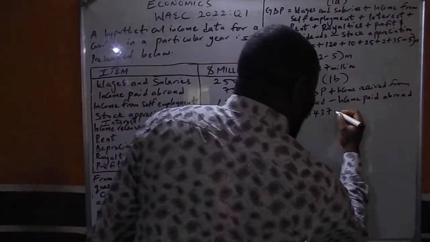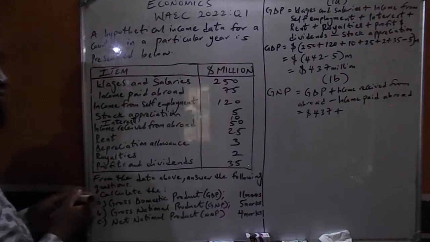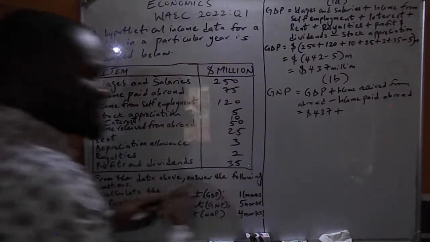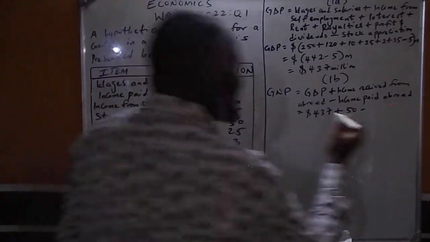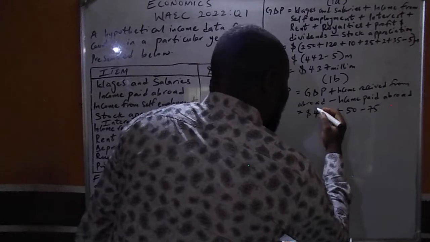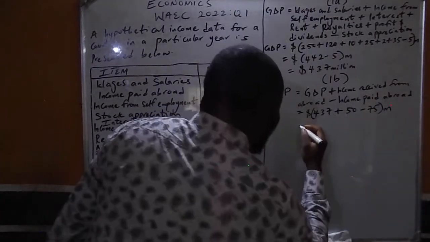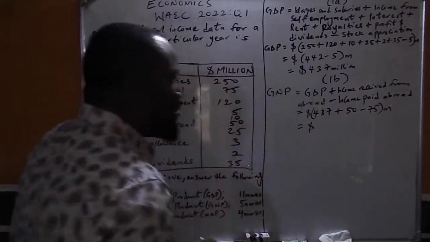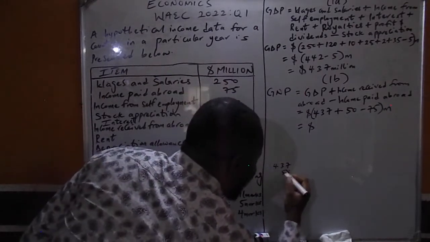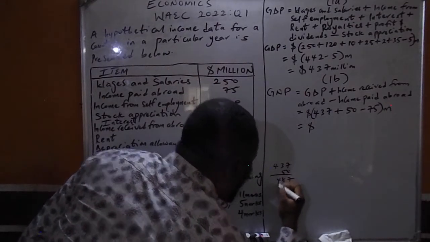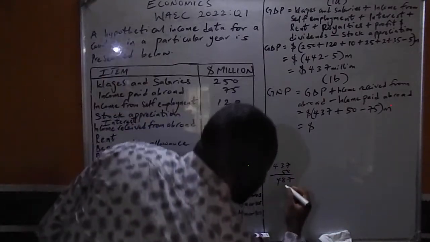437 million plus income received from abroad, which is what? Income received, 50, minus the one that goes out, 75. Please don't forget your million sign, which equals to this. Then you can come here again, 437 plus 50. This will give you what? 487 minus 75.